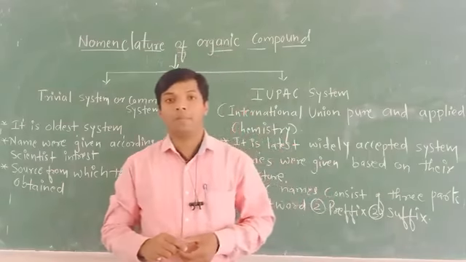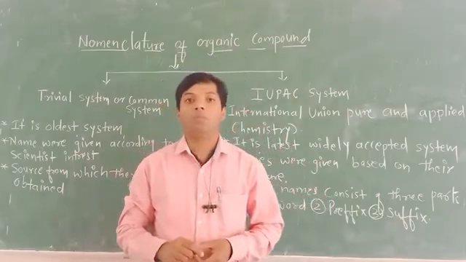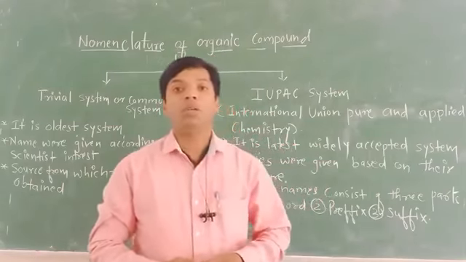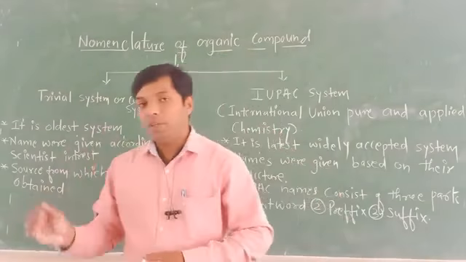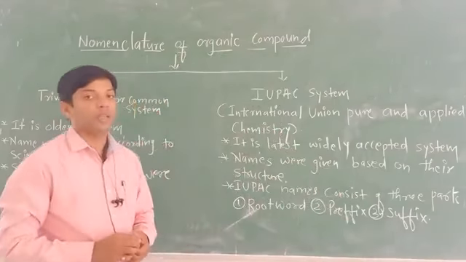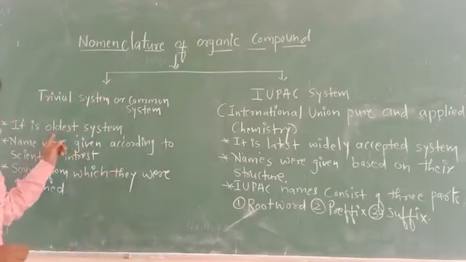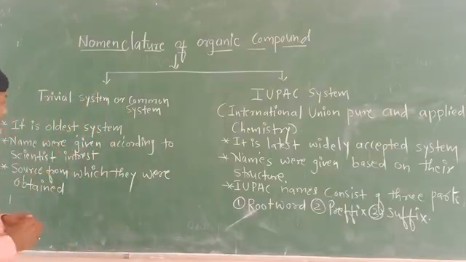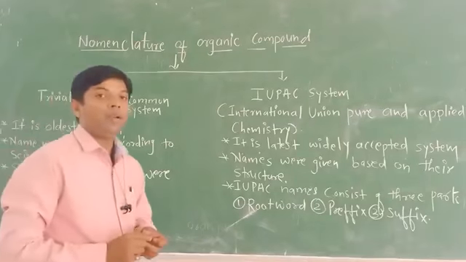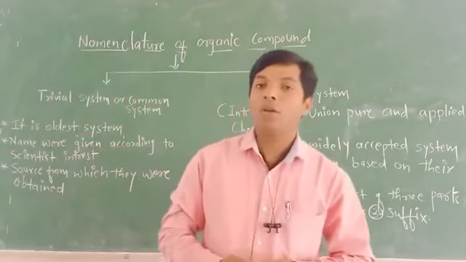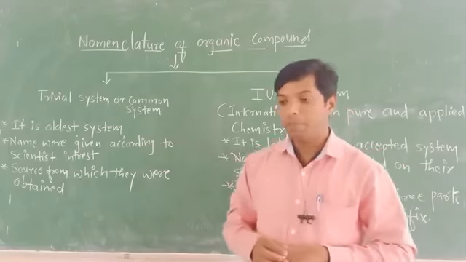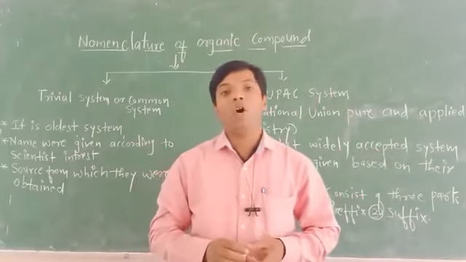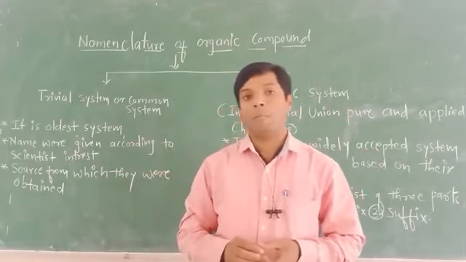What is the full form of IUPAC? IUPAC stands for International Union of Pure and Applied Chemistry. So whatever the trivial system or common system is there, it is the oldest system, and in the trivial system the names were given according to the scientist's interest or the source from which they were obtained. For example, citric acid is obtained from citrus fruits.